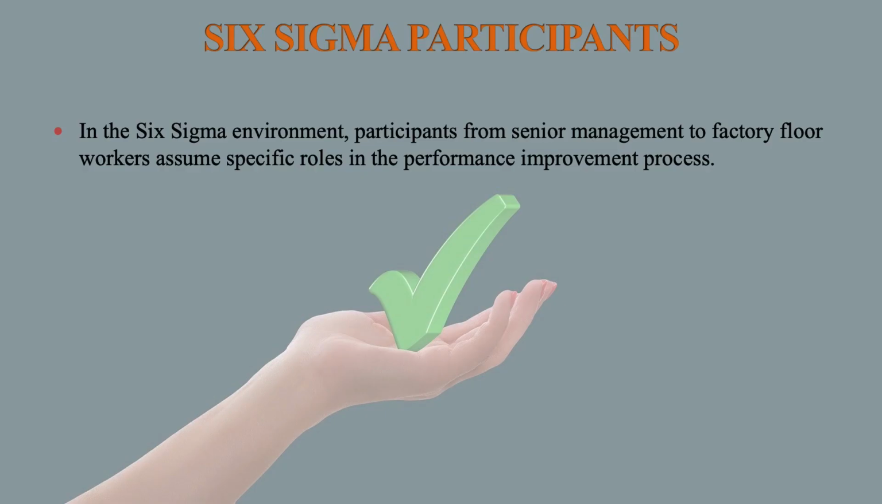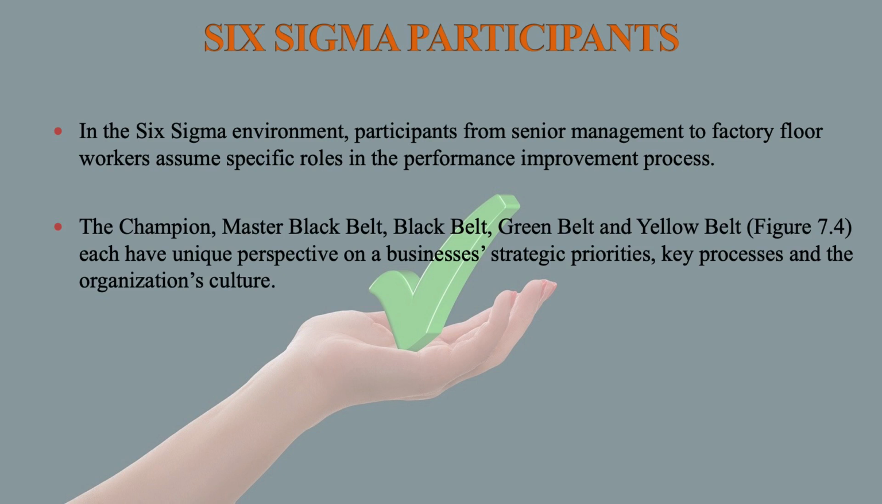Now let us discuss Six Sigma participants. In the Six Sigma environment, participants from senior management to factory floor workers assume specific roles in the performance improvement process. The champions, master black belts, black belts, green belts and yellow belts each have a unique perspective on a business's strategic priorities, key processes and the organization's culture.